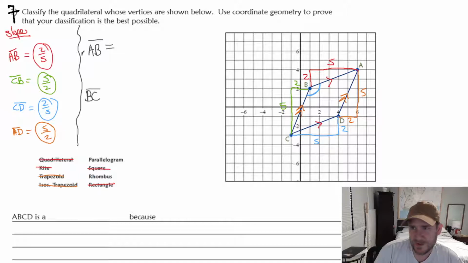I should be saying the measure of AB and the measure of BC. So AB is what? 2 by 5? So it's 2 squared and 5 squared. That's a 4 and a 25. That's root 29. And the other one is, of course, the same because it's 5 and 2 again. So it's 2 squared, 5 squared.